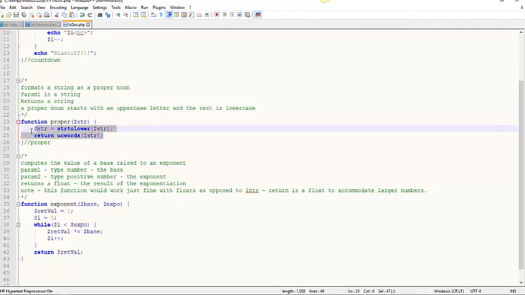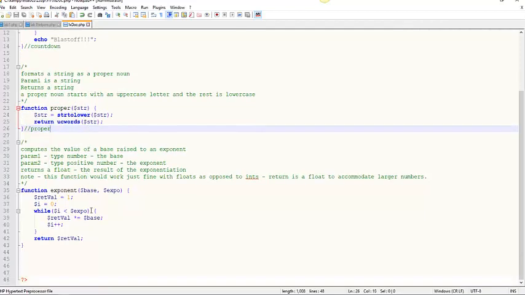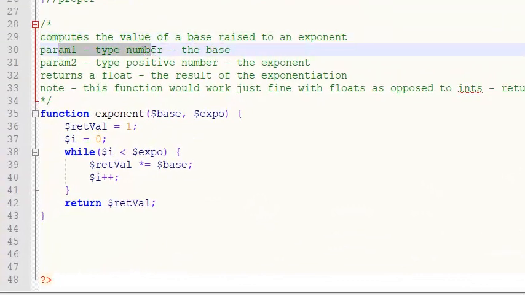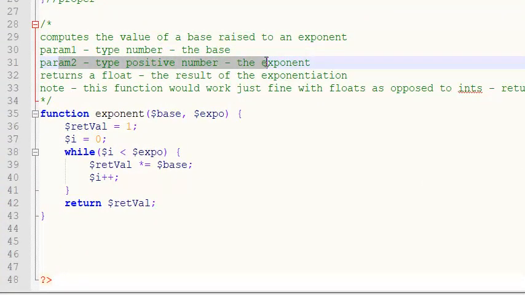Again, we're not trying to get into the guts of the function. Part of function design is testing your functions. Trust me, I think these work. But I'm talking about how to document them right now. And the last one's the most interesting one. This one is exponent. So it computes the value of a base raised to an exponent. Param1 is a number, and that's the base. Param2 is a positive number, and that's the exponent.